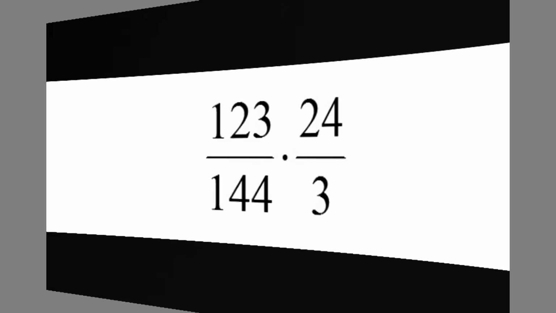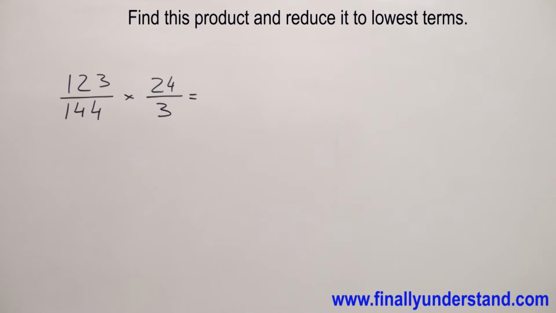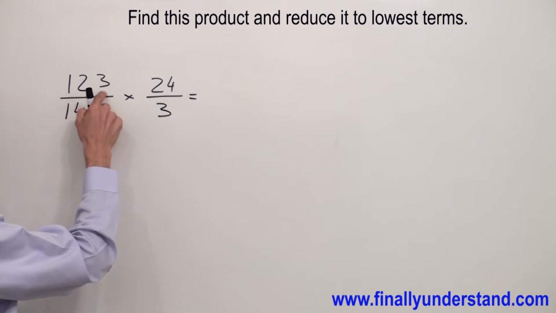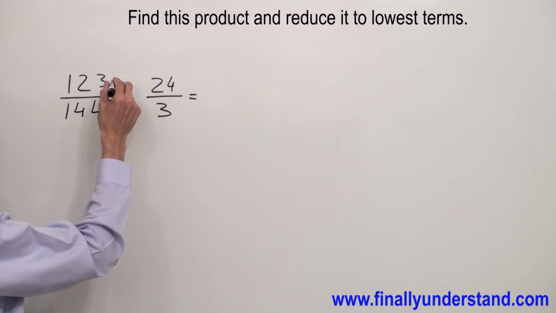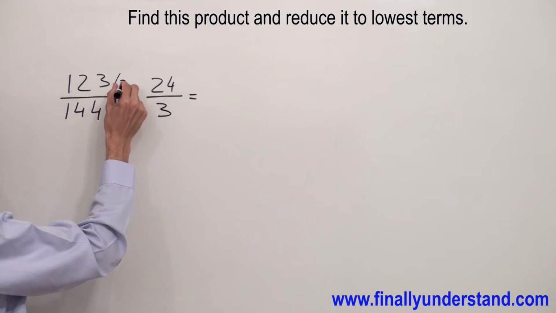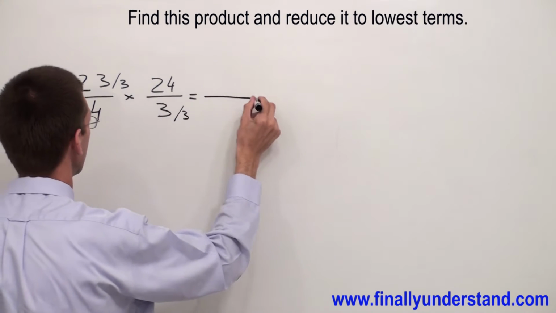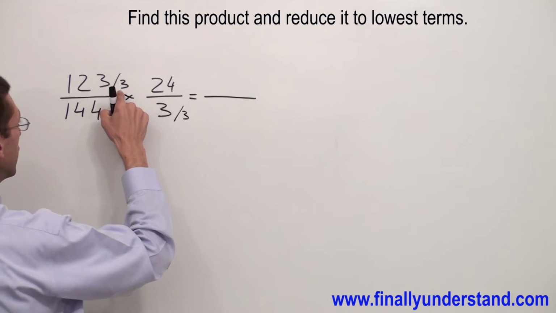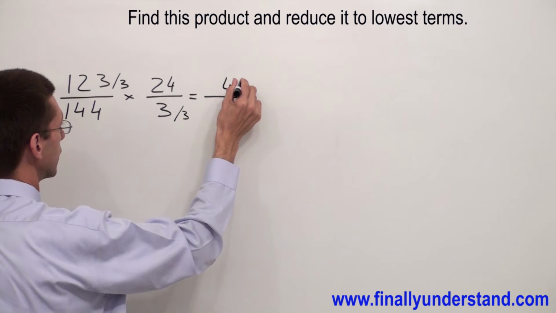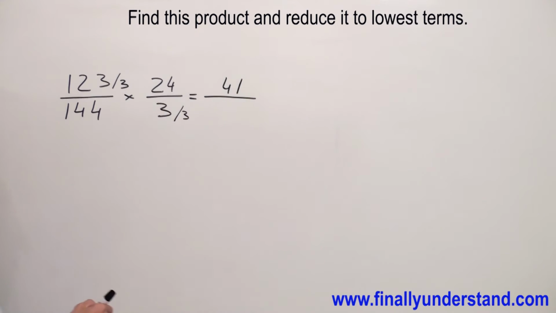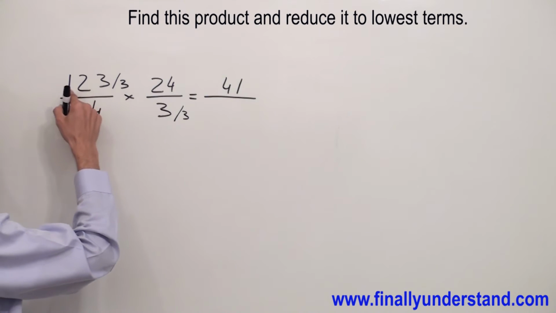The very first thing we're supposed to check is whether we can reduce any numerator with any denominator. Okay, we have 123 and I have 3. 123 is divisible by 3 and 3 is also divisible by 3. 123 divided by 3 is 41, because 40 times 3 is 120 and 1 times 3 is 3, that's why I have 123.